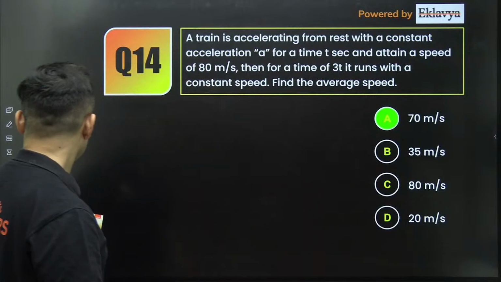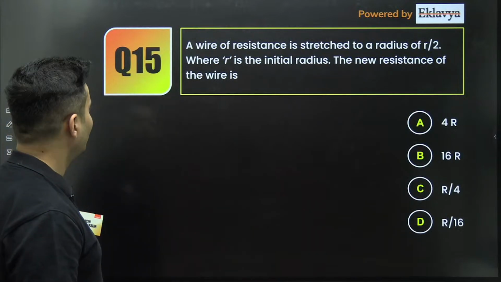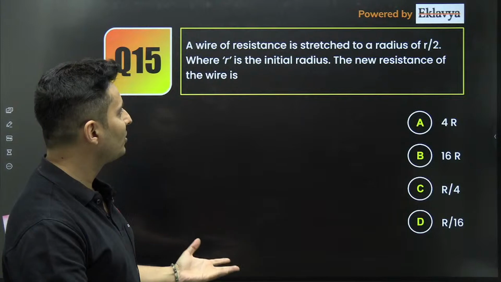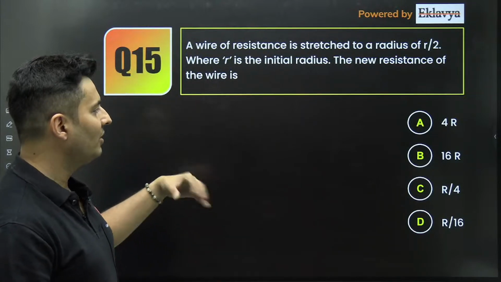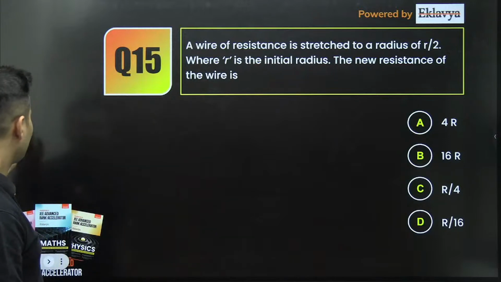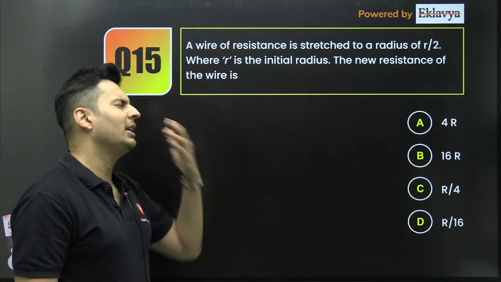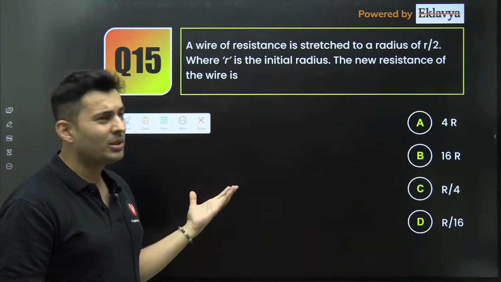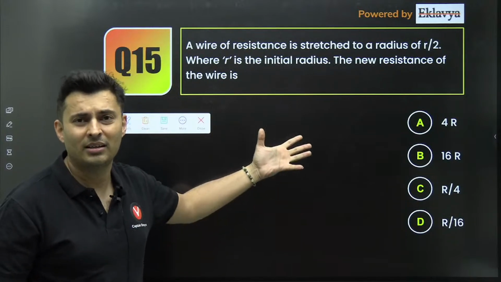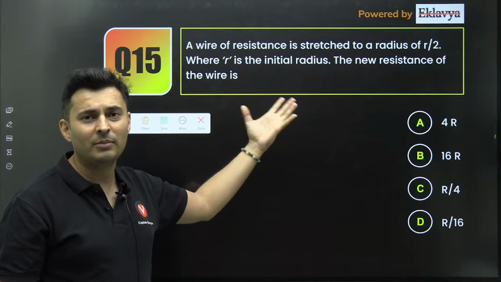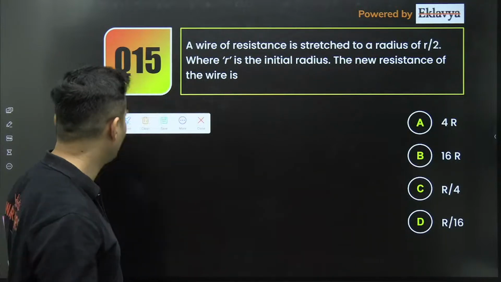Cool. Wow. Very good. The wire of resistance R is stretched to a radius of r by 2, where r is the initial radius. The new resistance of the wire is how much? Okay. Standard question. How many times I told you guys, please do this kind of question. I begged you, please do it. For the sake of humanity, please do this kind of question. And I hope you did it.